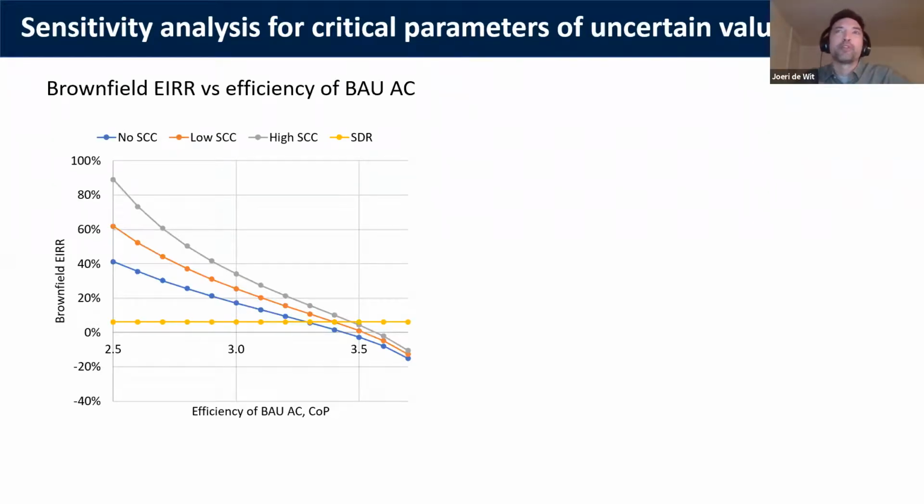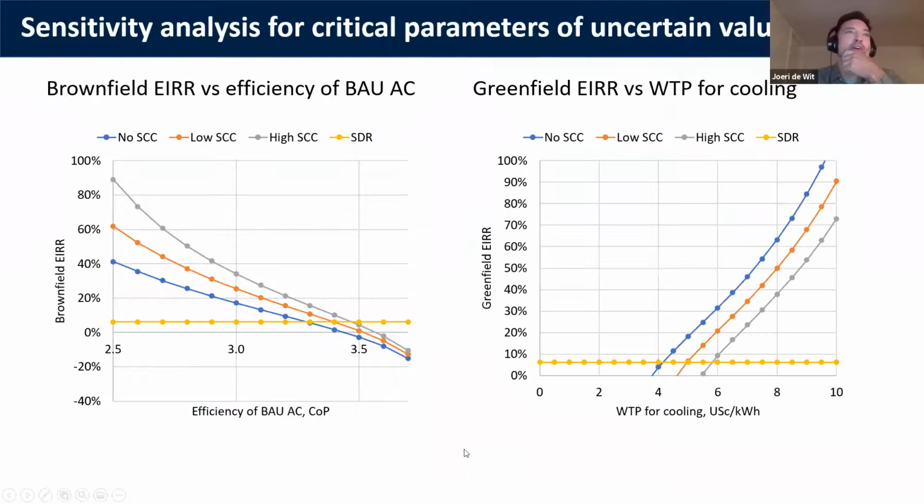Let's look at the critical parameters here of uncertain value. For a brownfield energy efficiency investment, this would be the efficiency of the business as usual AC. So here we have the efficiency of the business as usual AC increasing along the x-axis, and on the y-axis we have the economic internal rate of return. What the chart shows is that the higher the social cost of carbon, going from the blue to the gray line, the higher the economic internal rate of return. And of course, the higher the efficiency of the regular AC that would have been installed, the lower the economic internal rate of return. The yellow line here is the social discount rate, which is the threshold value that we use to determine whether a project is viable or not.